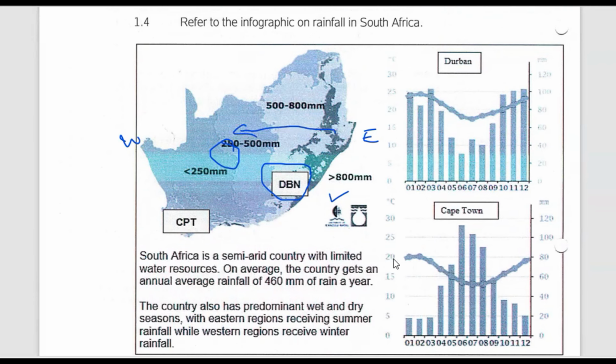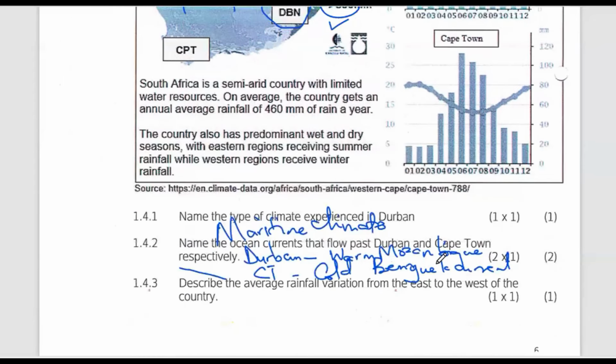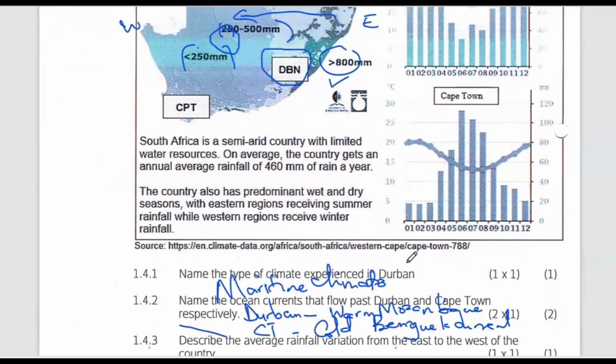The east we have greater than 800 millimeters. Then here is 250 going to 500. Here we are seeing is less than 250. So we are comparing these figures basically. Is it increasing or is it decreasing? Whereas we are moving in that direction. Right.